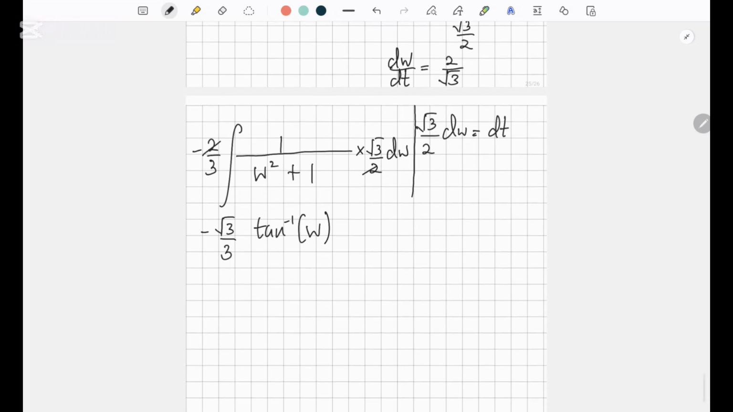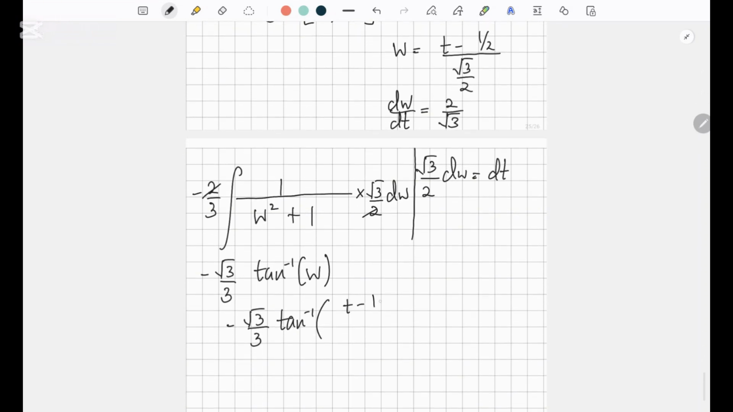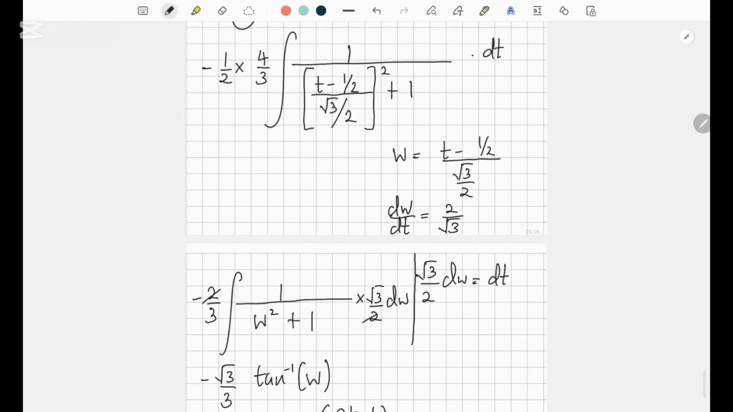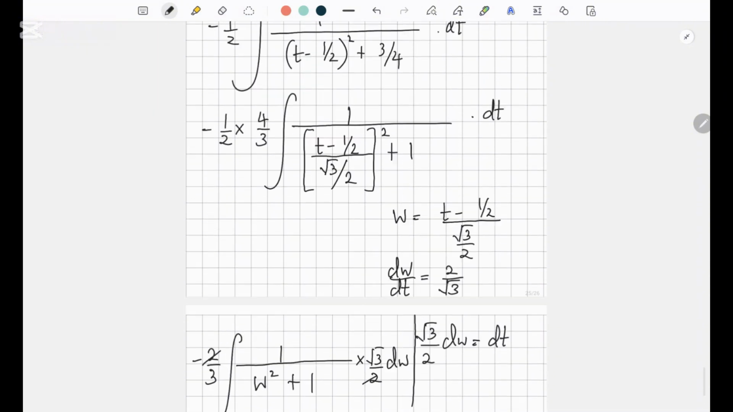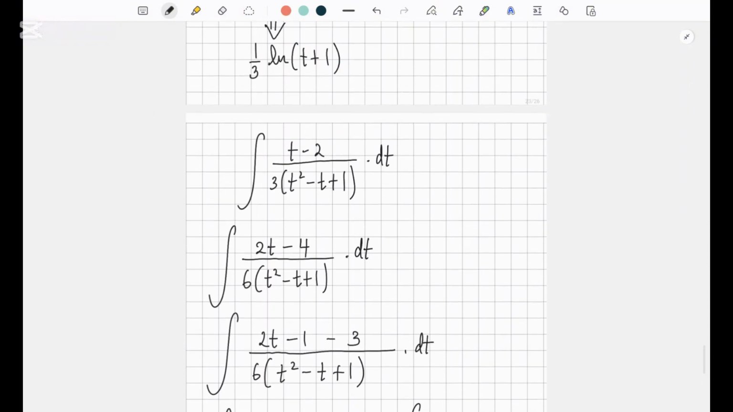Alright, so this would be negative root 3 over 3 tan inverse, and w was t minus half over root 3 over 2. If you take the reciprocal, you'll see it would be 2t minus 1 over root 3. Okay, so we've integrated the whole question. Now all we have to do is put everything together.